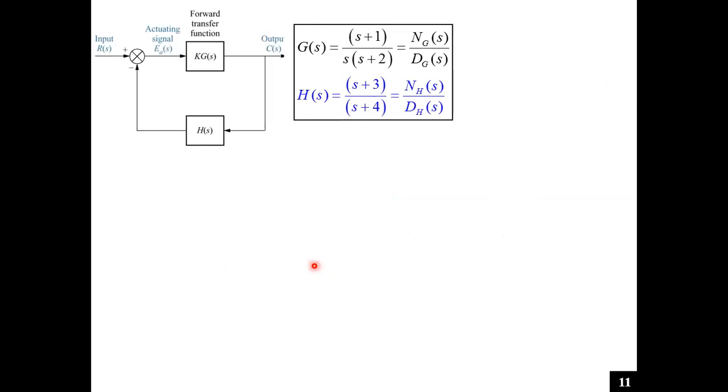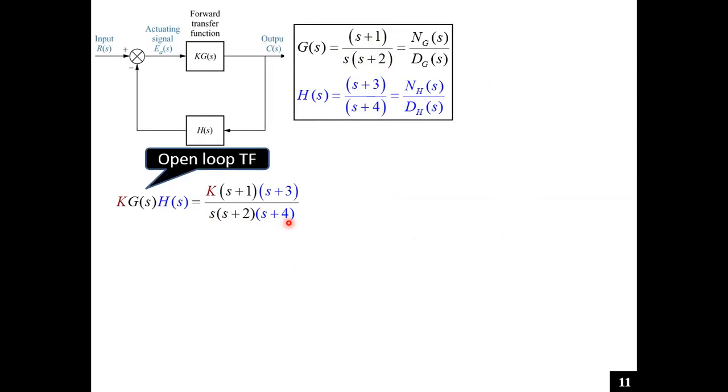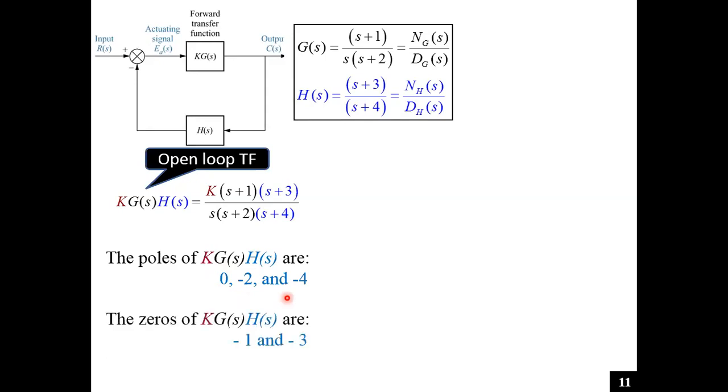Let us take an example. G(s) is (s+1) over s(s+2), whereas the feedback H(s) is (s+3) divided by (s+4). The forward transfer function has poles at s equal to 0, s equal to -2, and s equal to -4. This is the open loop transfer function, and these are the poles of the open loop transfer function. The zeros are -1 and -3.